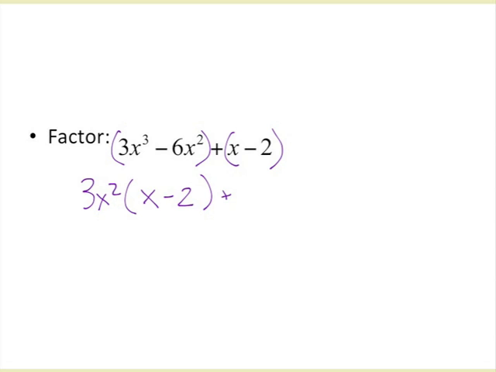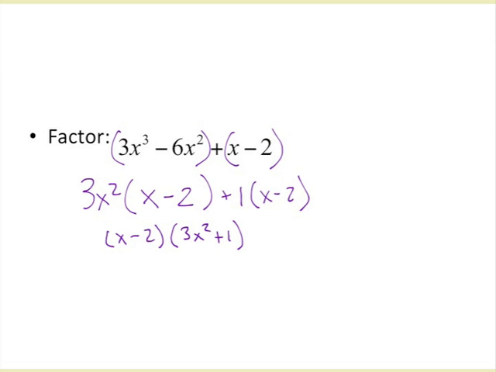Plus, what's in common in the second group? Nothing. So what do we take out? 1, because we can always divide by 1 without changing a problem. And so then our groups match, as they have to, and they come out front, times the stuff that's left over. And that doesn't break down anymore.